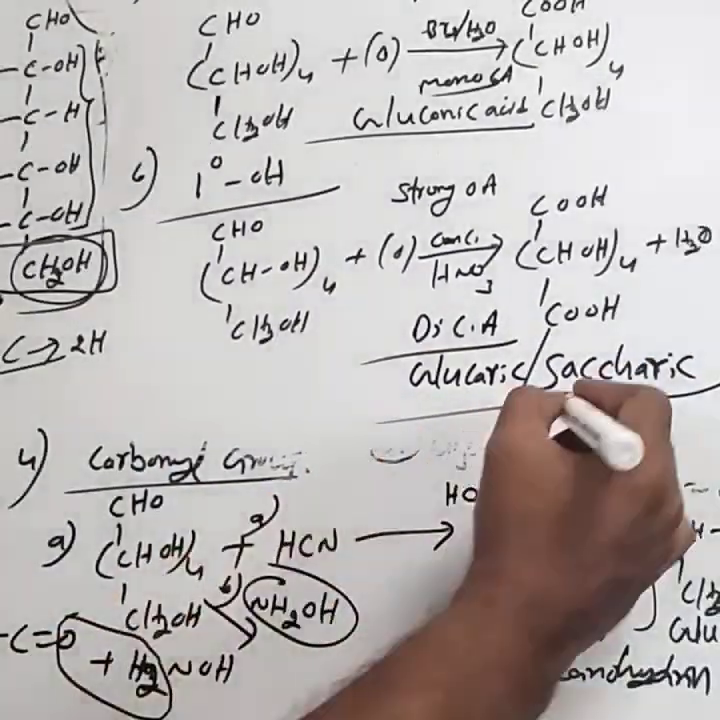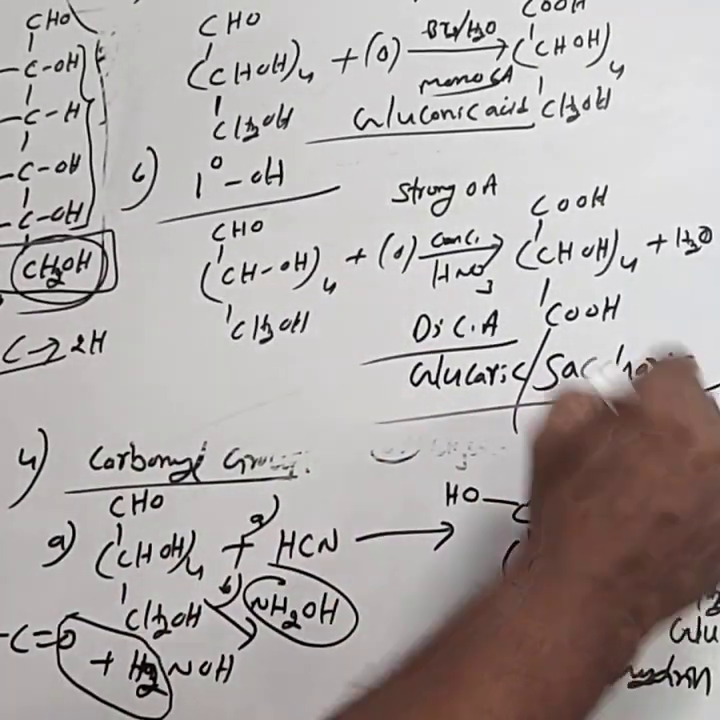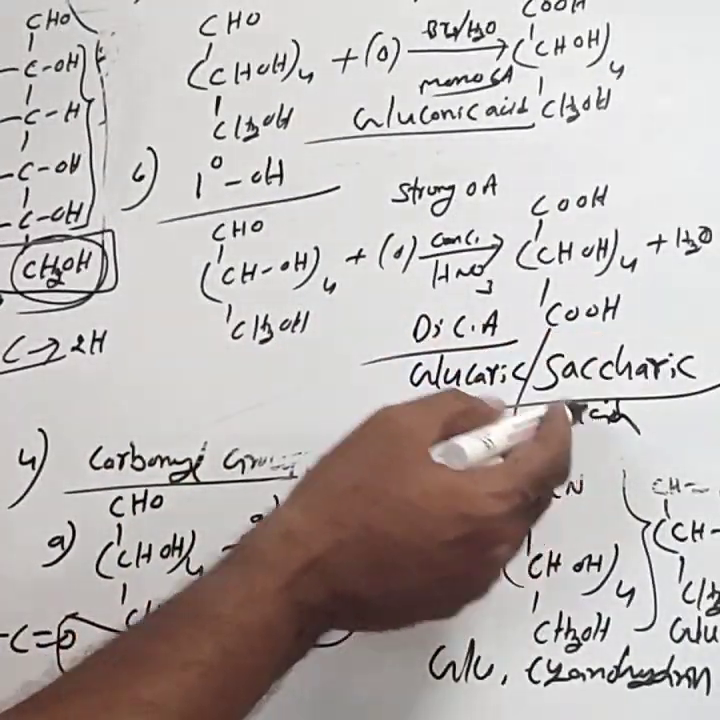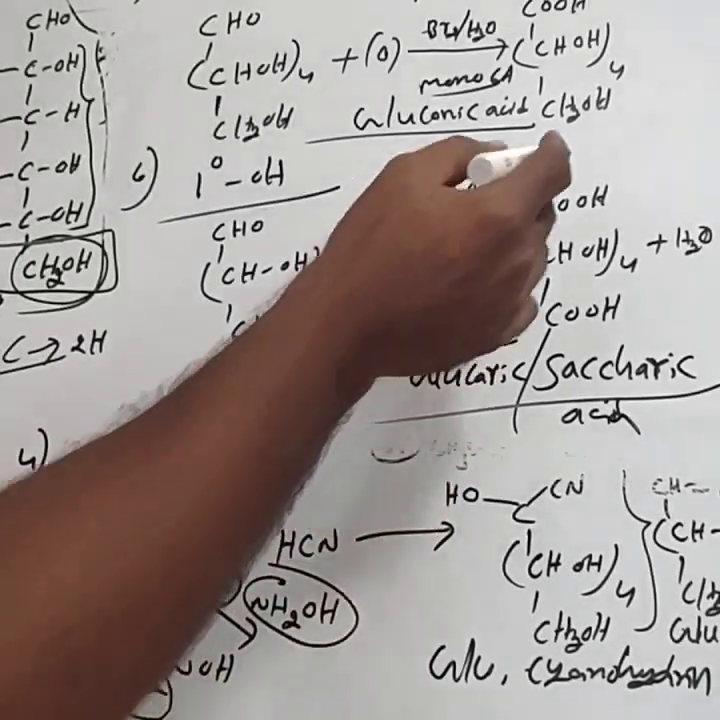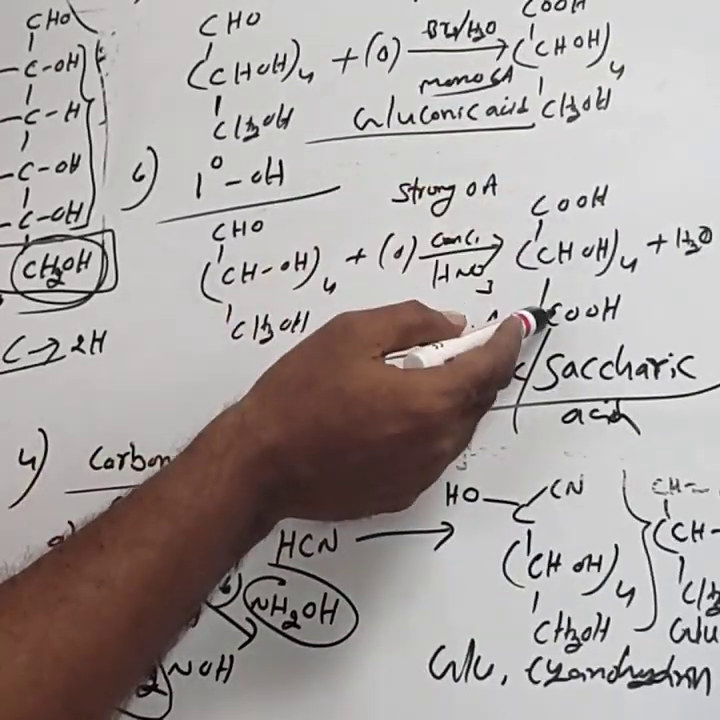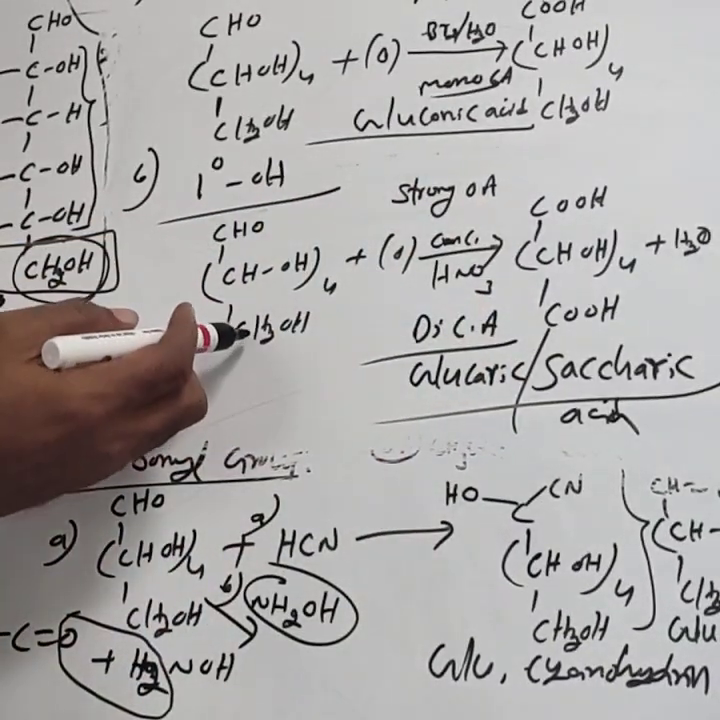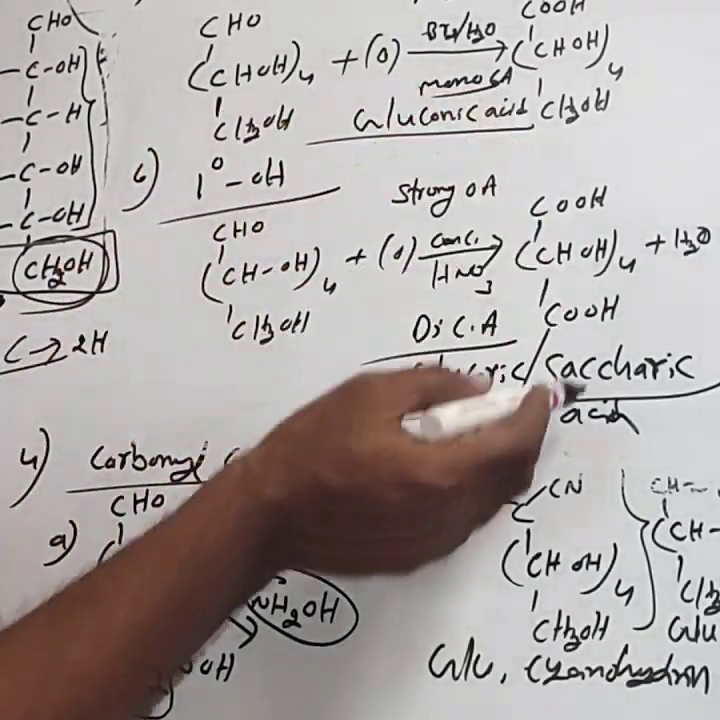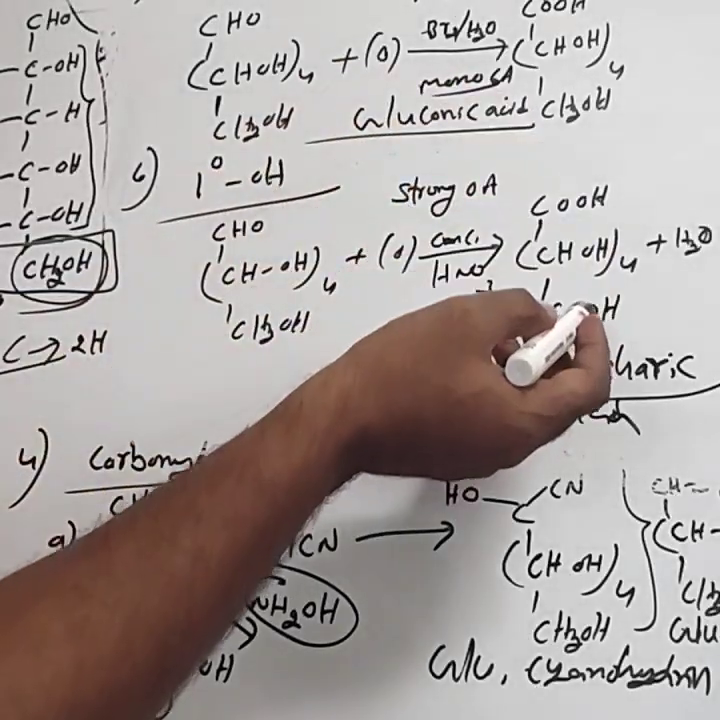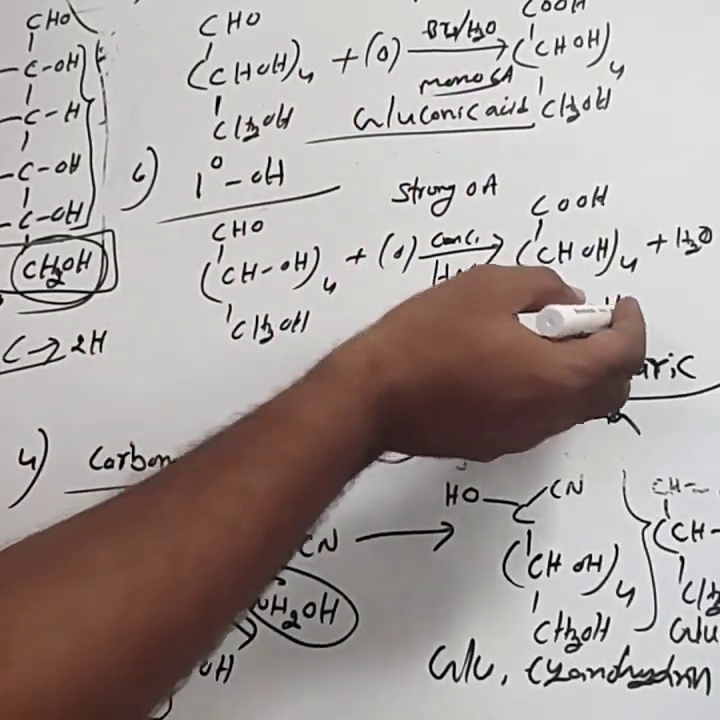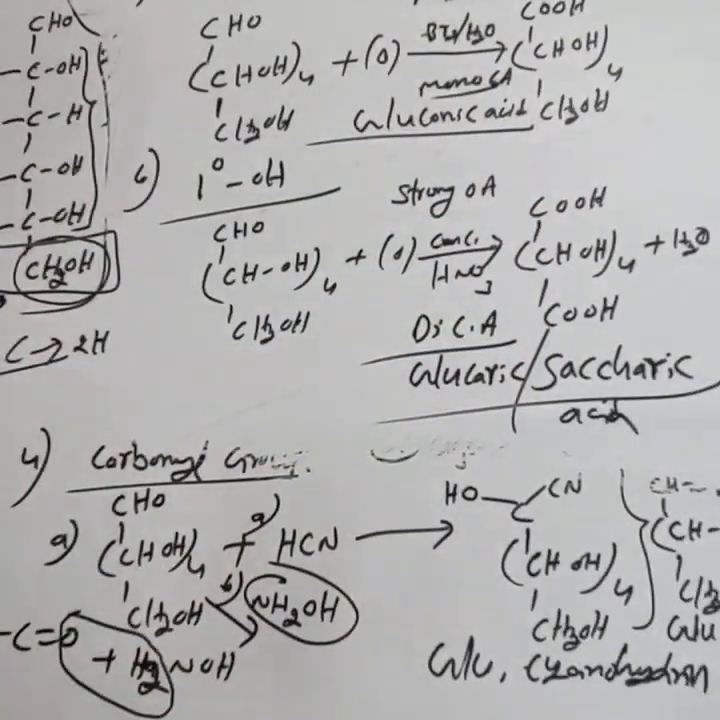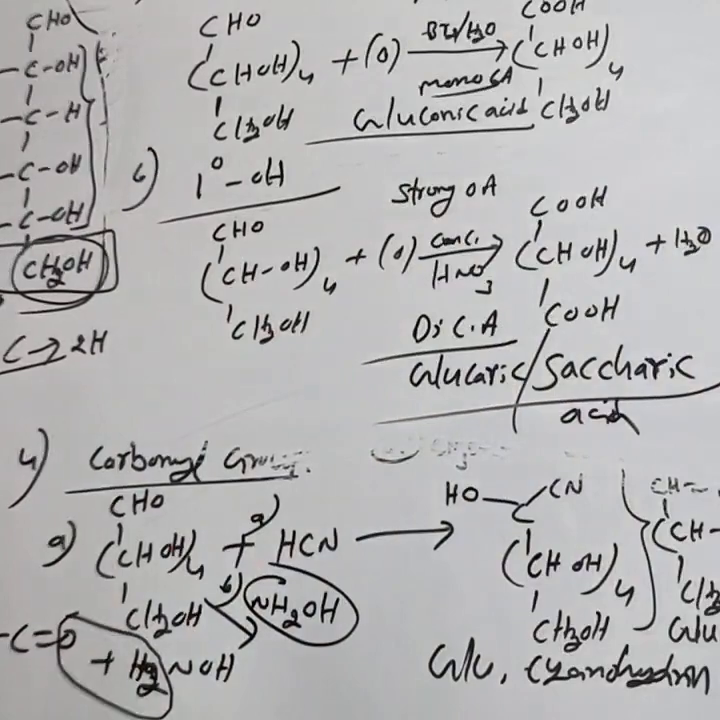Saccharic acid, or glucaric acid, is a dicarboxylic acid. That dicarboxylic acid contains the same number of carbon atoms as glucose. That indicates that the primary alcoholic group also undergoes oxidation to form a COOH group, and the aldehyde group gets oxidized to a COOH group by the removal of water.